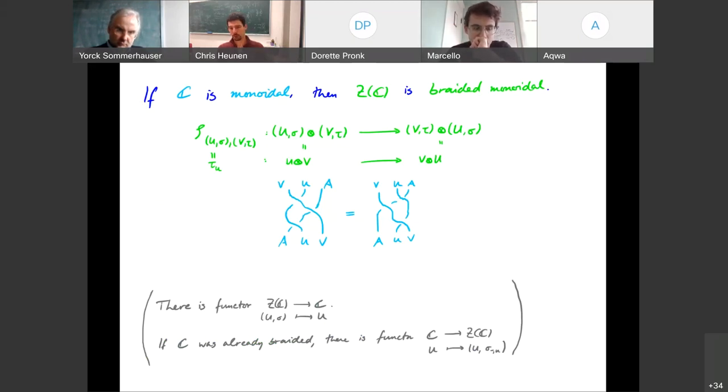So if you start with a monoidal category C, you can make a new category out of it, Z of C, the center of C, that is now braided monoidal. You've created a braiding. There's a functor going back from the new category to the old that takes an object in the new one, which is an object in the old one with a half braiding, and just forgets about the half braiding. And conversely, if C already had a braid, then there's also a functor from the old category to the new one. Namely, you take an object in the old one. What kind of half braiding are you going to choose on it? Well, I just take the braiding that already existed, fix the object U and swap it with any other object. So that's the way to make a monoidal category braided.